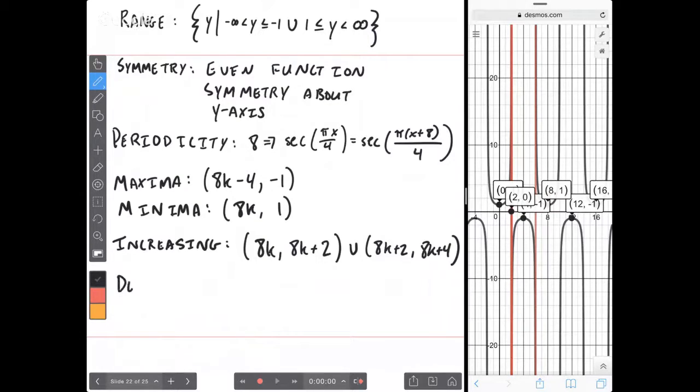And I'm decreasing. From a maximum point, which is 8k minus 4, all the way to 8k minus 2. And then again from 8k minus 2 to 8k, which takes me to a minimum point.